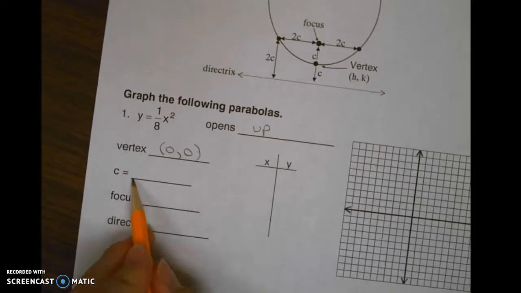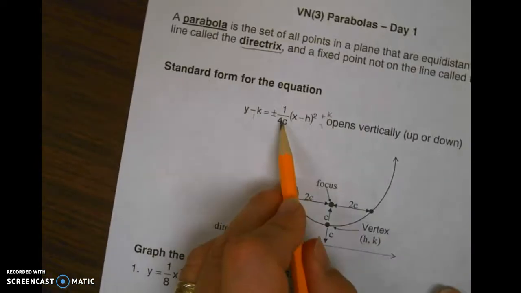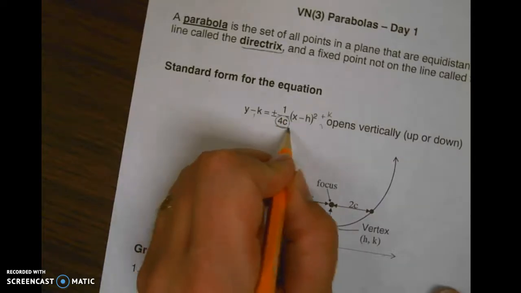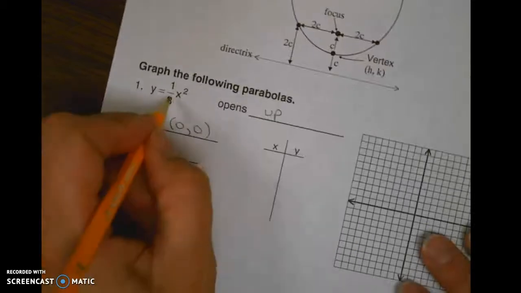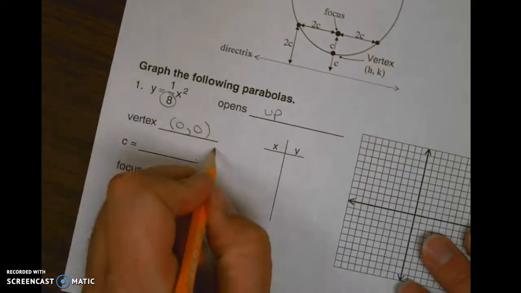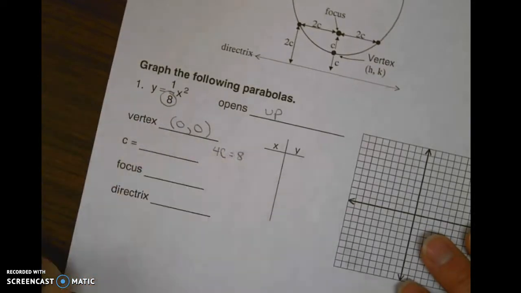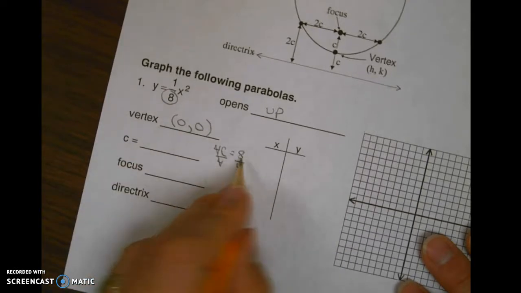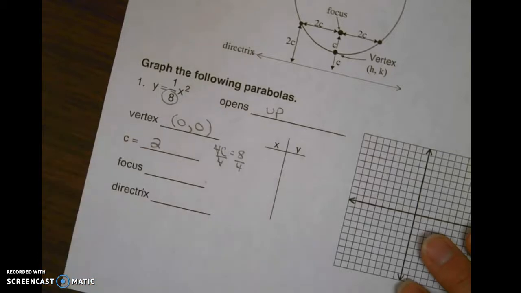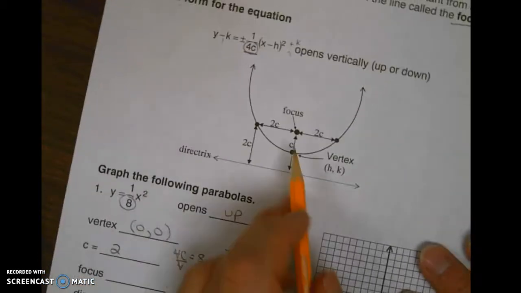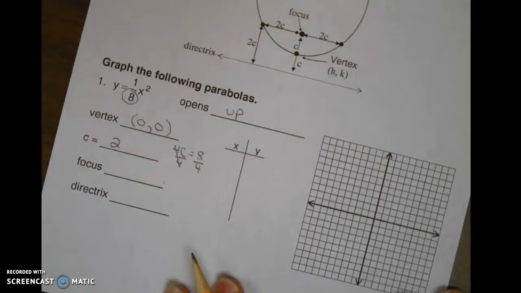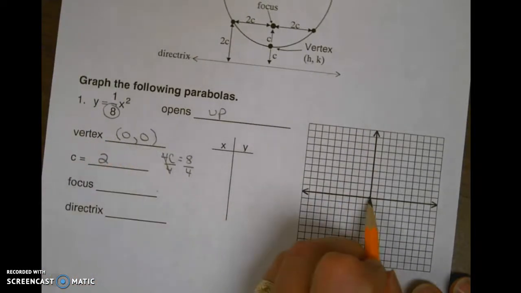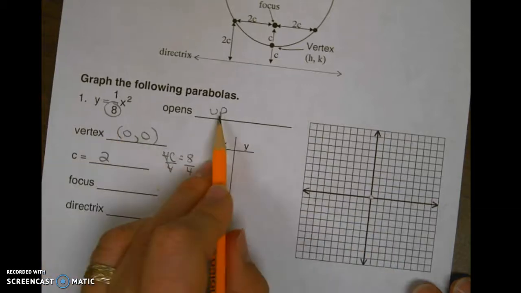And to get the c value, if you look up here, there's a little formula here. Whatever the number is in the denominator is going to be equal to 4c. So the number in the denominator is 8, so we're going to set that equal to 4c and solve for c. So c equals 2. That's going to be very important for finding our focus. So let's go ahead and put our graph in here. So we have (0, 0). We know that it's going to be opening up.